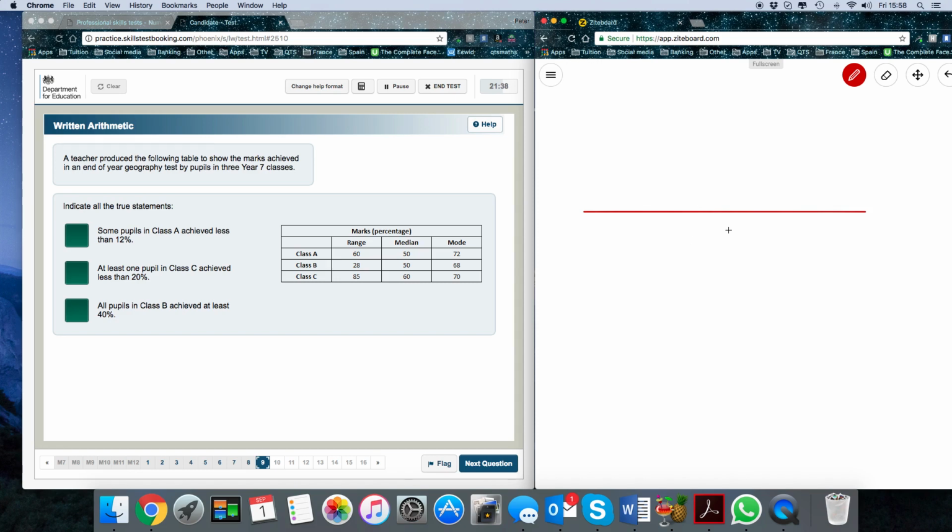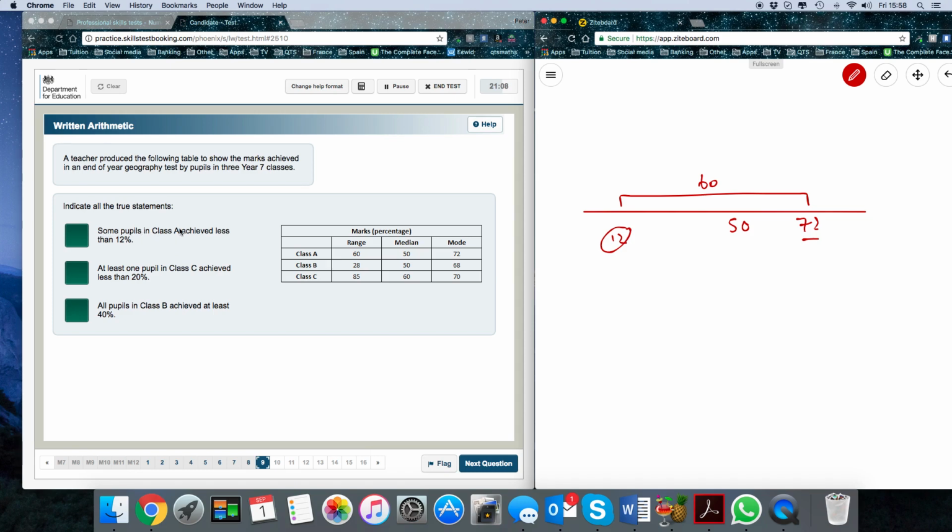Now, if I was teaching this, what I would do is I would say, look, if the median is 50 and the mode is 72, then you presume that somebody got that score. What you can do is put them on a number line. Currently 72 is our biggest number. Let's presume it is our biggest number. If you then use the range of 60, then it means that the smallest possible number was 12. And that allows us to answer the first statement.